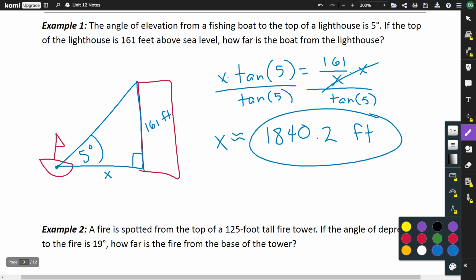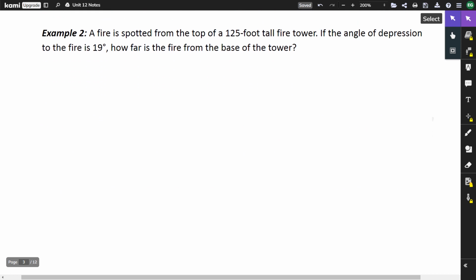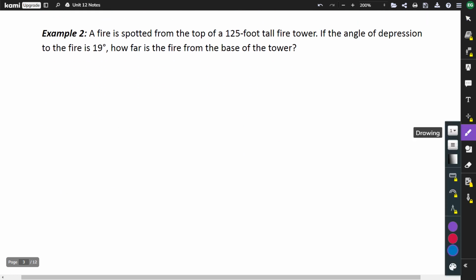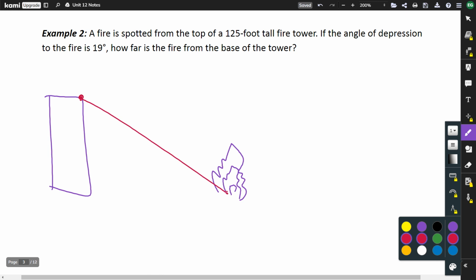Right? One more. This one gives us an angle of depression. It tells us that we're up in a fire tower. So let's pretend like this is our fire tower, and we're looking down and we spot this fire here. Okay, you get the idea. So I'm up here at the top. I'm looking down. This is my right triangle that's being formed.